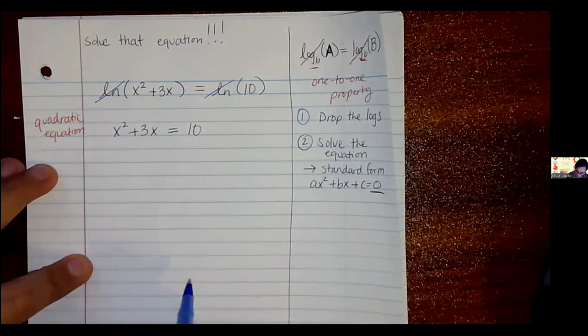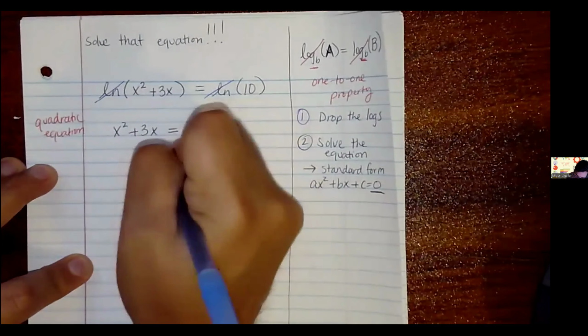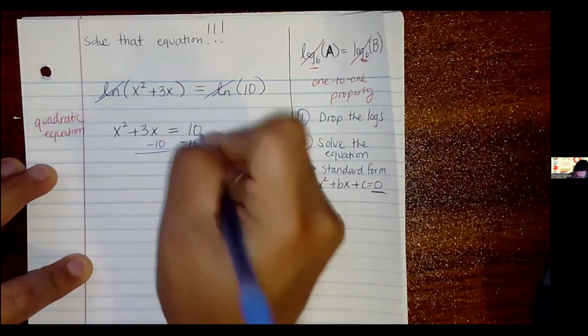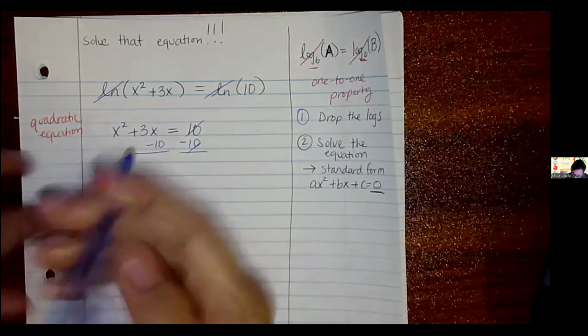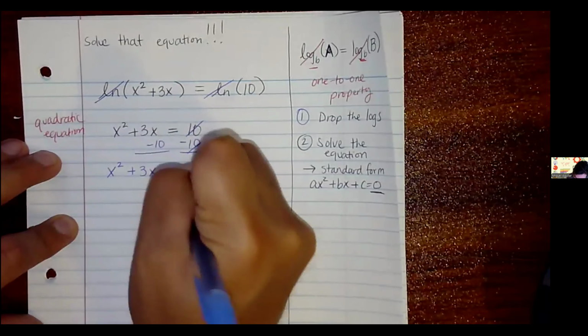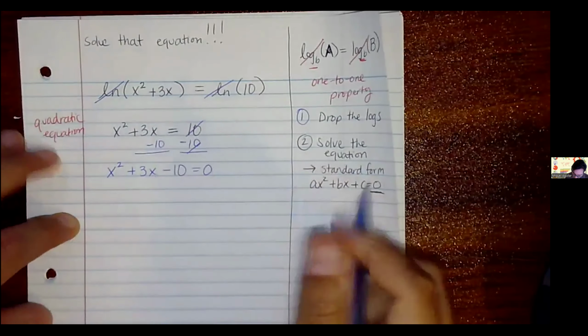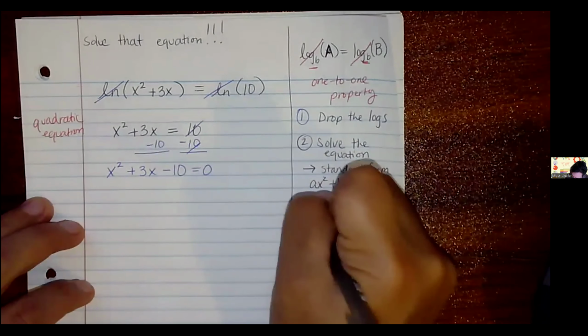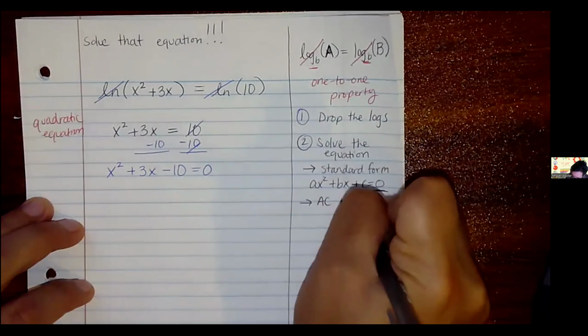Get the 10 to the other side, right? We're going to subtract 10 from both sides so that now I have x squared plus 3x minus 10 equals 0. And then I can jump right into the AC method, okay?